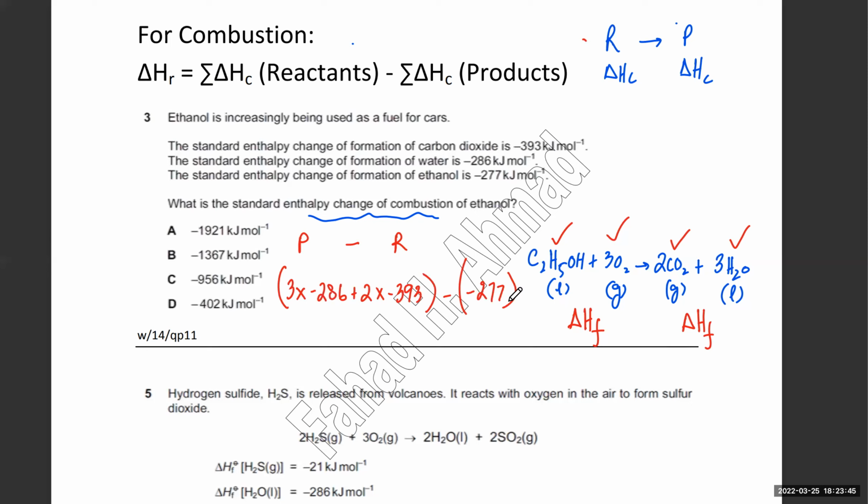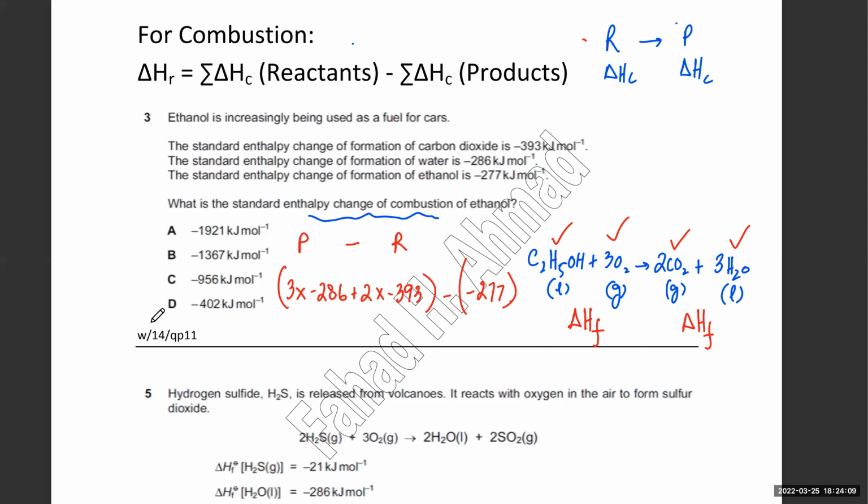Is that clear? Yes, sir. So that gives you minus 1367. B.